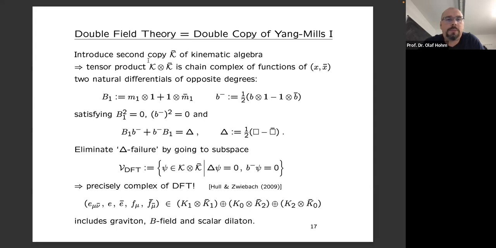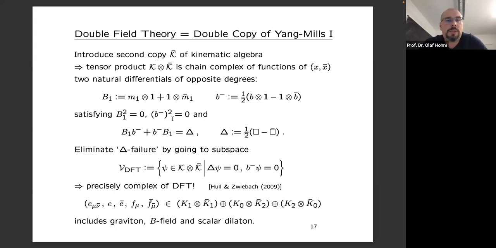Now in this total big space, K tensor K bar, I have two natural differentials of opposite degrees, which play the role of M1 and little b. So there's the big B1, which is just the sum of the two differentials. So I have M1 on K, and I have an M1 bar on K bar, so I can bring them together like this. And I also have two copies of the b. I have a b and a b bar. And it turns out that this object, B minus, is the useful one. So the difference between the two is a good object.